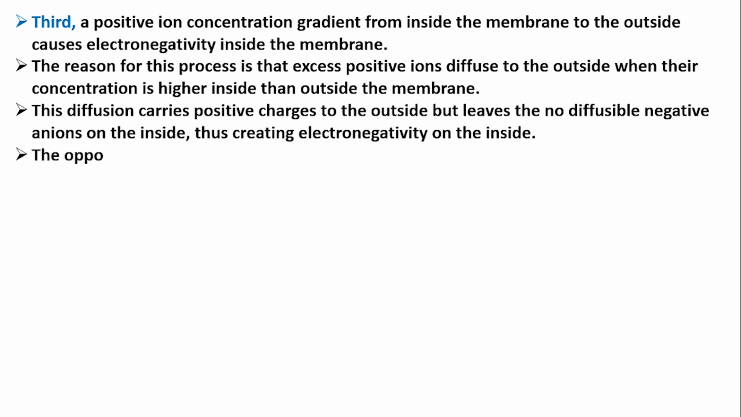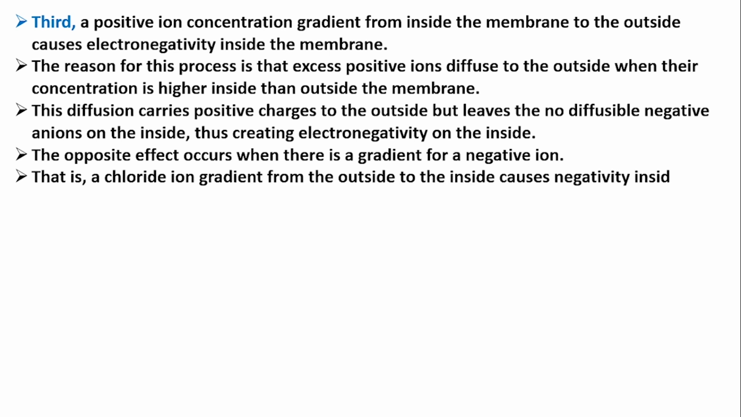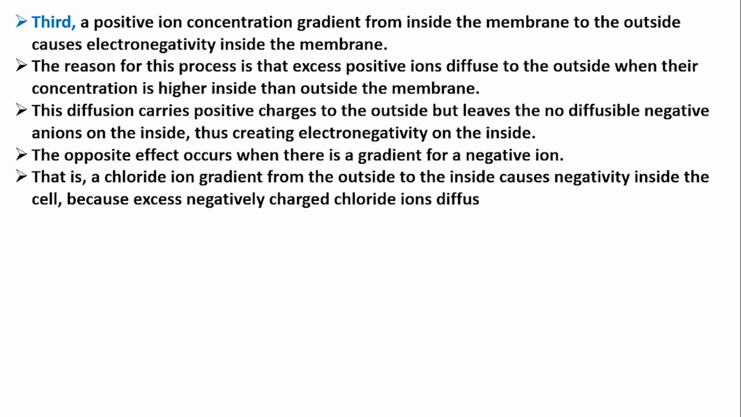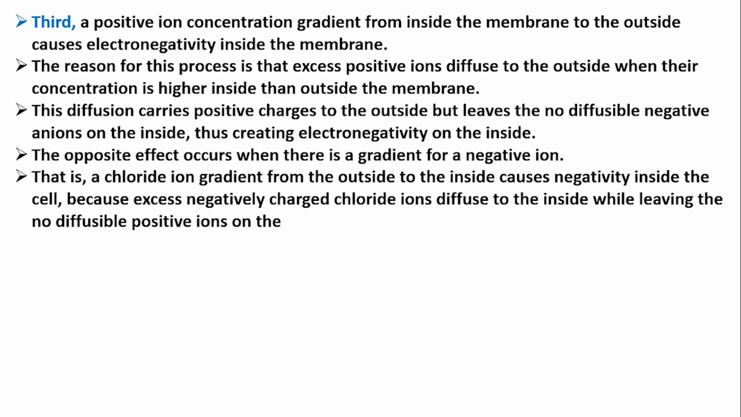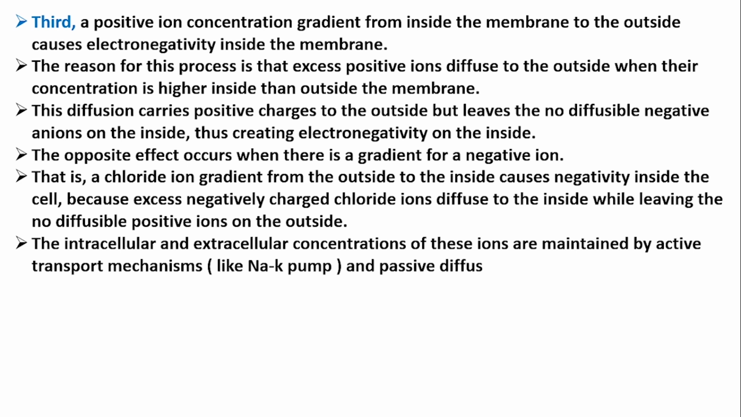The opposite effect occurs when there is a gradient for a negative ion. That is, a chloride ion gradient from the outside to the inside causes negativity inside the cell because excess negatively charged chloride ions diffuse to the inside while leaving the nondiffusible positive ions on the outside. The intracellular and extracellular concentrations of these ions are maintained by active transport mechanisms like the sodium-potassium pump and passive diffusion.